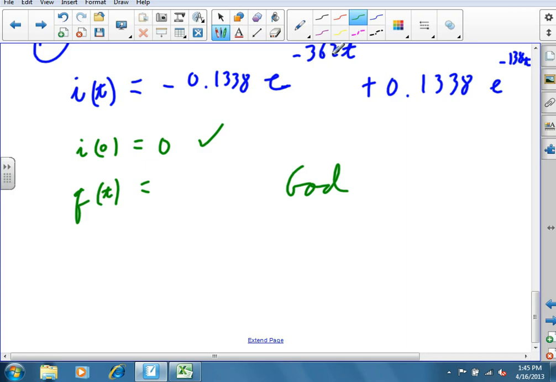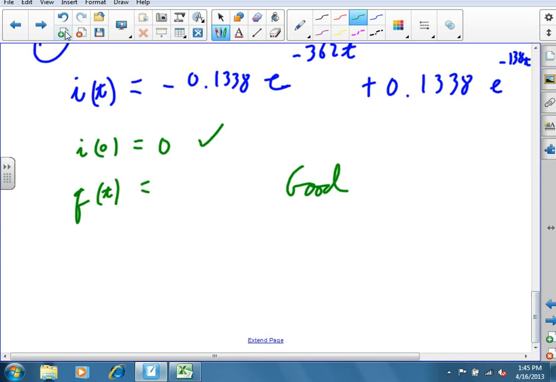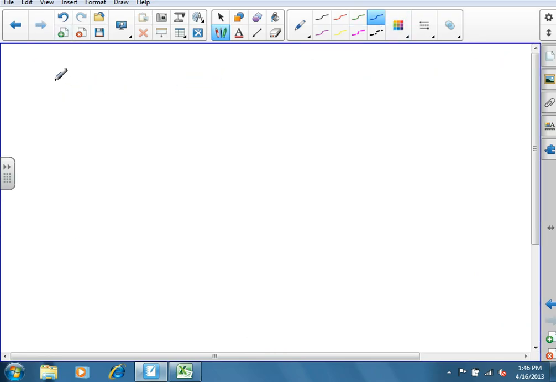So they're calling this 360 and that 140. Good or God? Good or God? Yeah, so I'm good. Okay, one more problem, and we're done with this section, and then we're on to the next section.